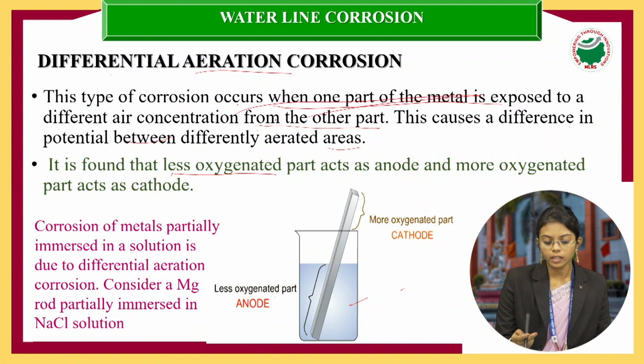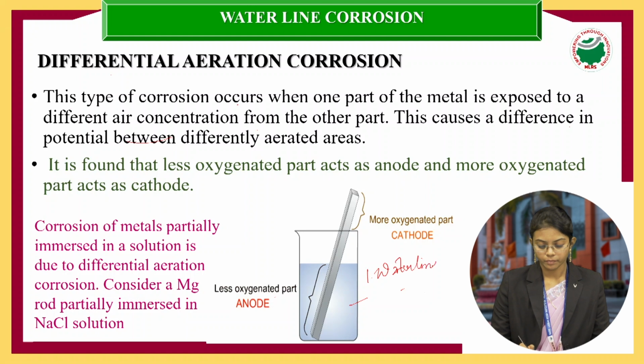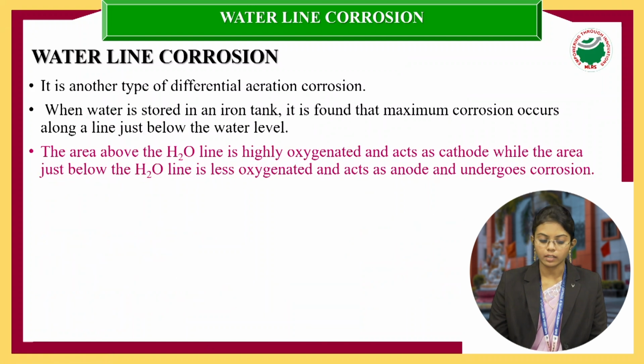So in differential aeration corrosion, we have two types: one is waterline corrosion and the other one is water drop corrosion. Now we'll see what we mean by waterline corrosion.